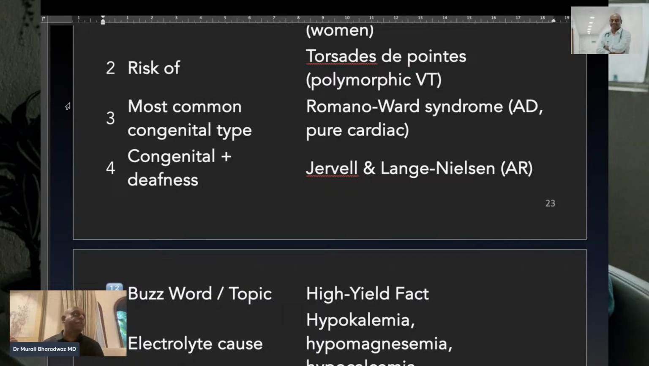The most common congenital type of prolonged QT interval is Romano-Ward syndrome. It is autosomal dominant and the underlying cause is purely cardiac. If there is congenital deafness along with prolonged QT, that is called Jervell and Lange-Nielsen syndrome, which is autosomal recessive. Commonly they will ask only QT prolonged, Romano-Ward; with deafness, Jervell and Lange-Nielsen. That one is dominant, this is recessive. Recessive are always dangerous.